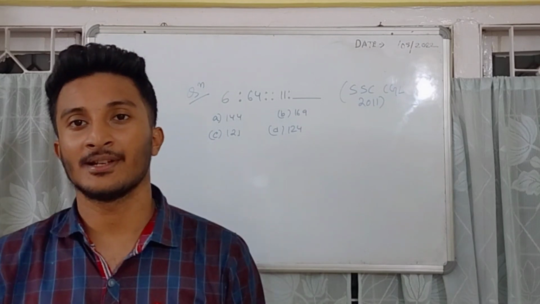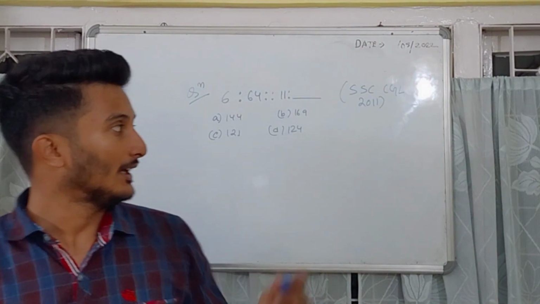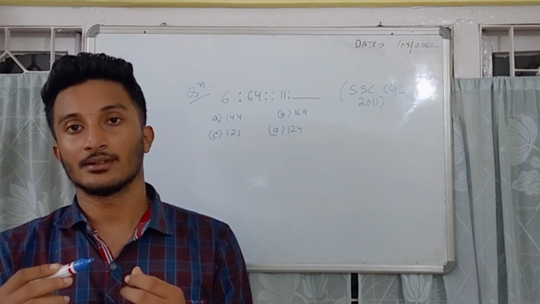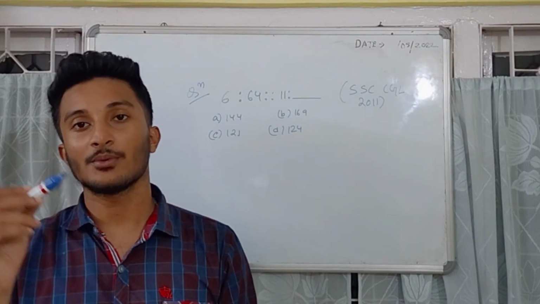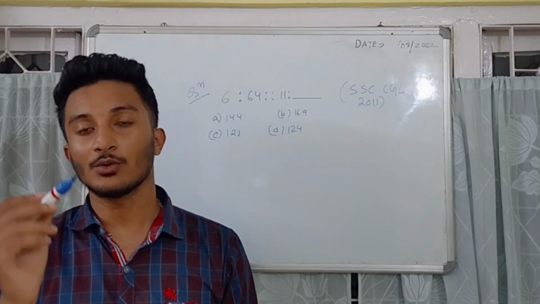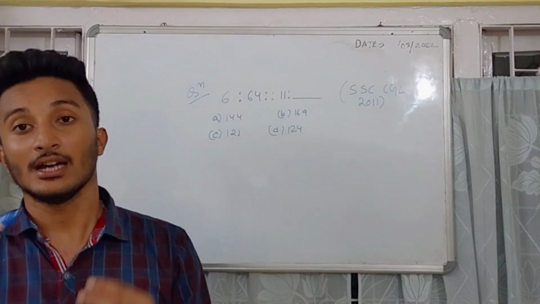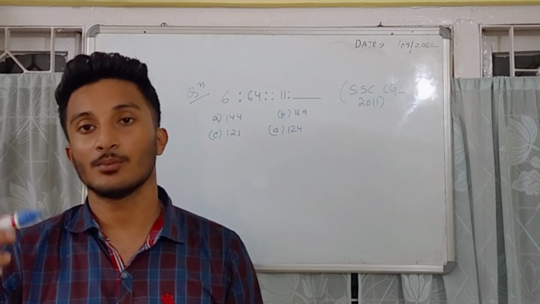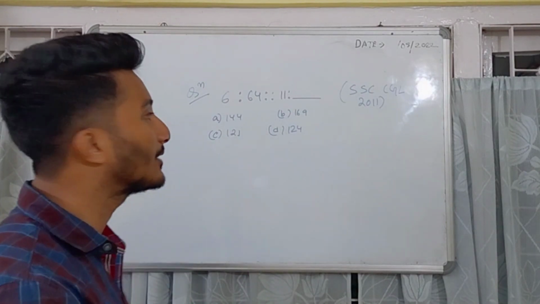So another question that has come in SSC CGL 2011. This question is a little bit different from the first question that we solved. So here we have to use a different pattern. So we'll get to learn about a new pattern from this question. So this is what number analogy is all about. When you will be solving more and more questions, you will be learning about more and more patterns. So what is the pattern being used here? We have to identify that.